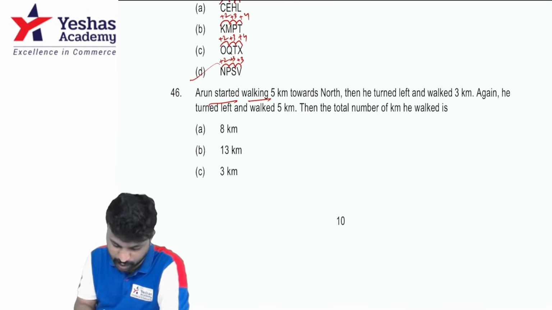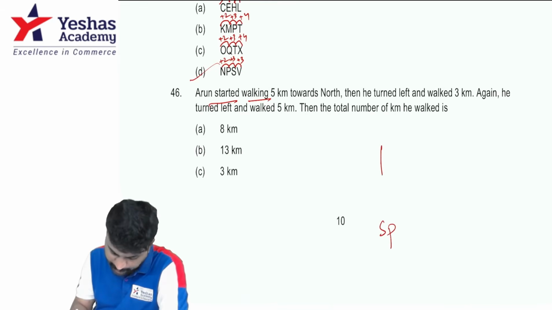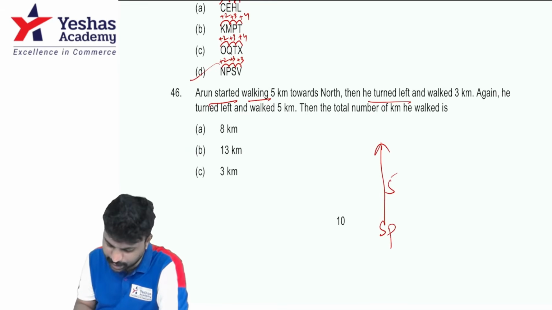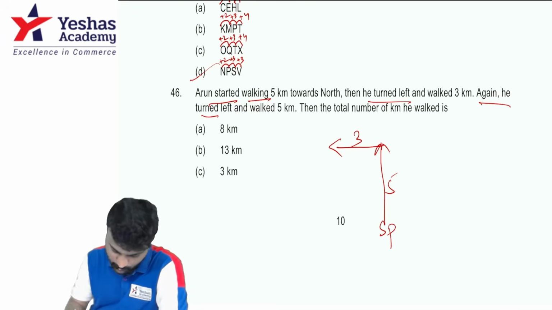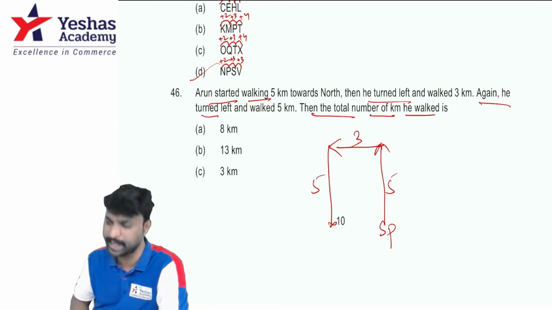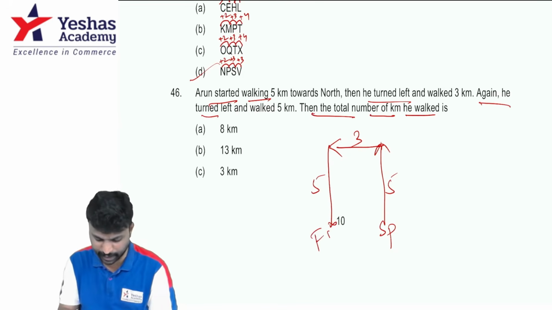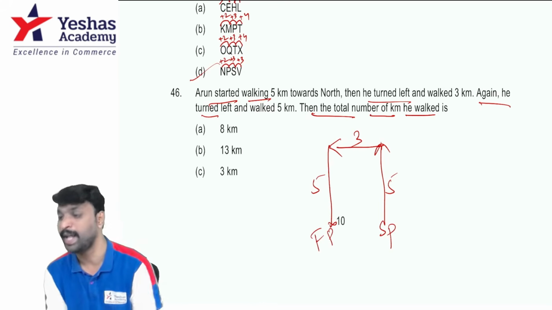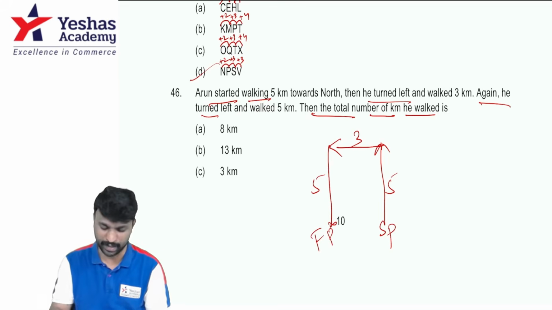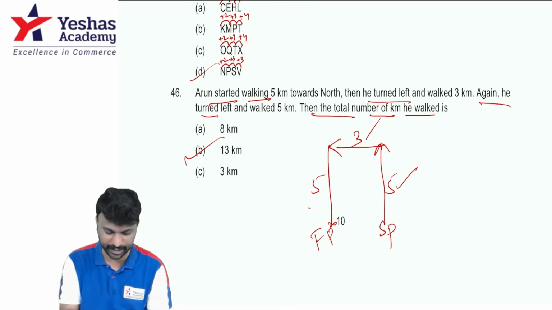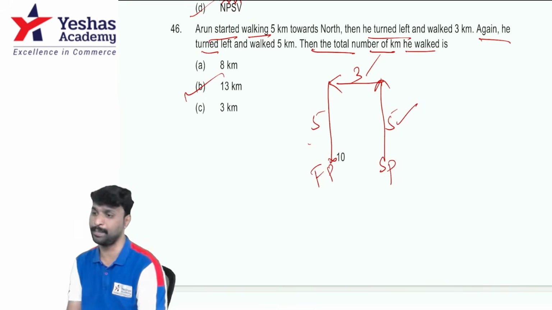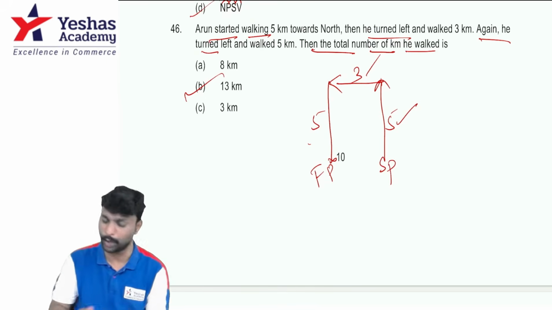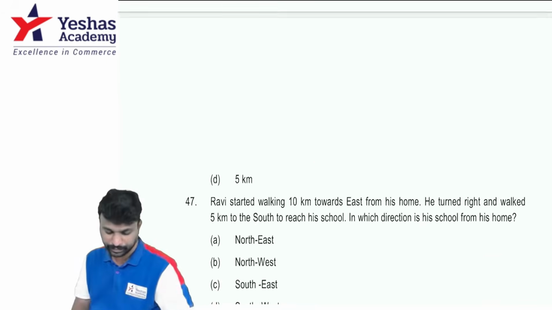Arun started walking 5 km towards north. From the starting point, he went 5 kilometers north. Then he turned to the left and walked 3 kilometers. Left is our left only. Again, he turned to the left. Left is downwards. How many kilometers? 5 kilometers. Then the total number of kilometers he walked is. Guys, they have not asked us to find the distance between starting point and the final point. They're asking us to find the total distance he has traveled. 5 plus 3, 8. 8 plus 3, 13. Laddu question. Option B is the right answer. If they had asked what is the distance between the starting position and the final position, the answer would have been 3 kilometers, which is wrong, right?